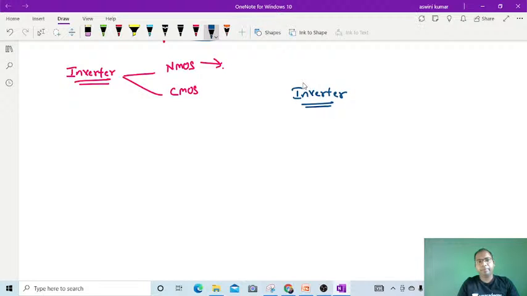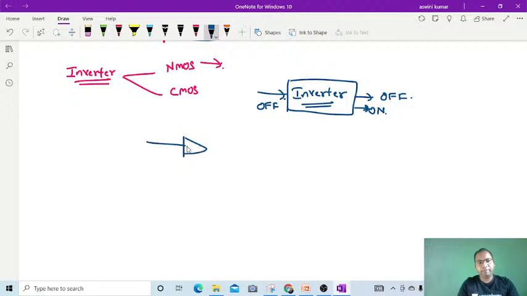What is the inverter? In households also we are using inverters. Whenever the power supply is there to the inverter, its output will be off. Whenever the power supply is off, the inverter comes into on state. That means it comes into action, right? In the same way here also, we're going to take the symbolic diagram of the inverter like this. If you give 0 here, you will get 1 here. If you give 1 here, you will get 0 here. Correct?